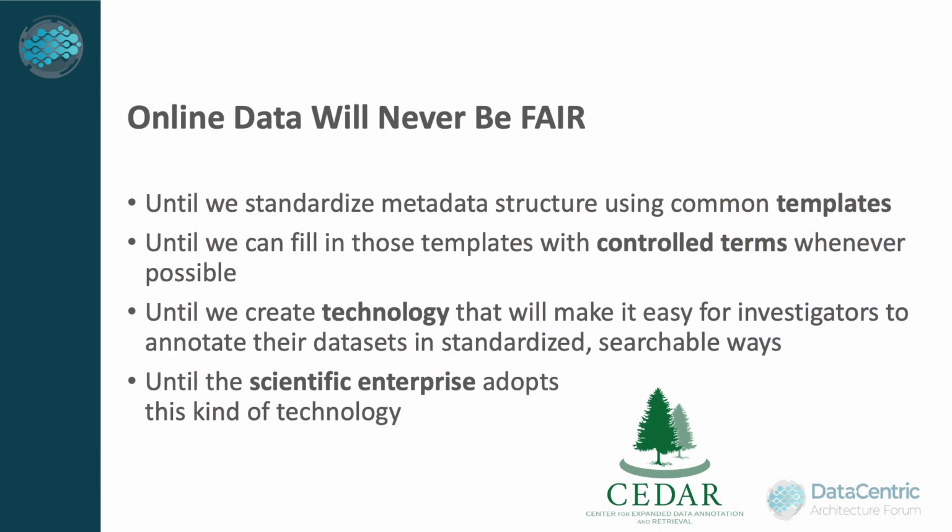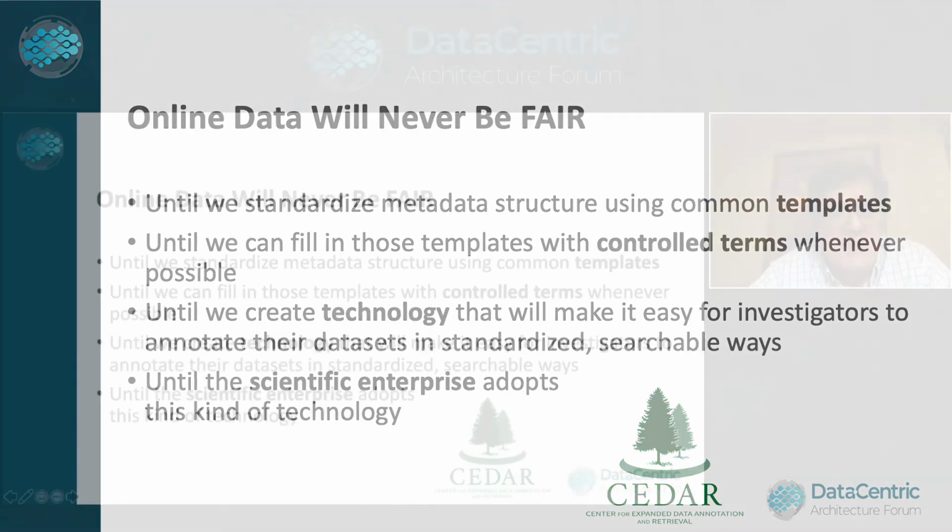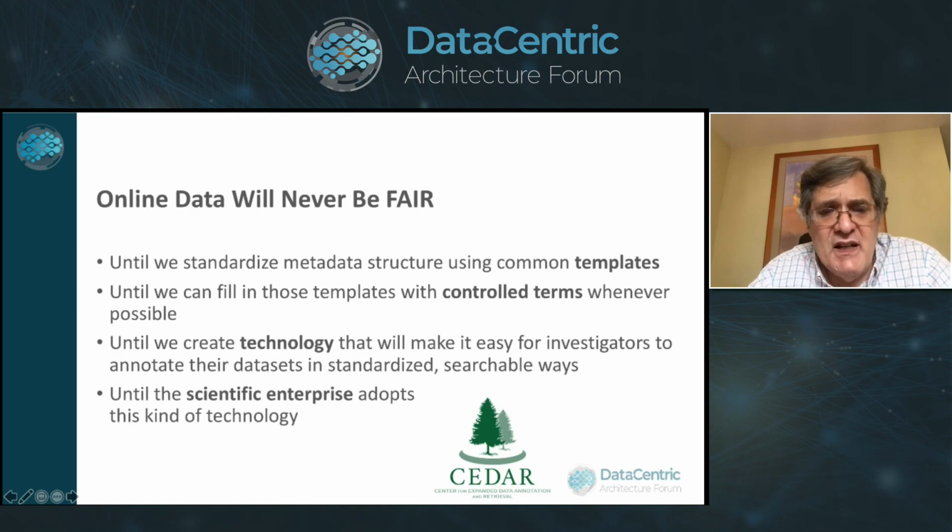So we know that although there's all this hype about making data FAIR, and although there's enormous desire to be able to ensure that the data that scientists put online can be findable, accessible, interoperable, and reusable, that's never going to happen until we can standardize the metadata that are used to describe the data sets. And we can't standardize those metadata until we're all using common templates that make sure that when an investigator tries to find a data set, he or she knows what to look for. And it won't happen until those templates get filled in with controlled terms from standard ontologies. So again, we know what to search for to access the metadata that we're interested in.